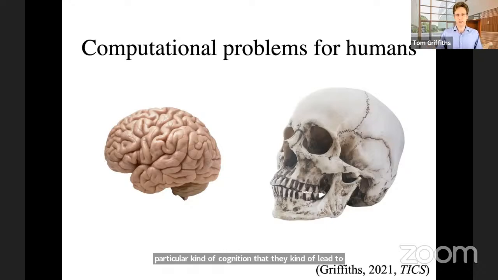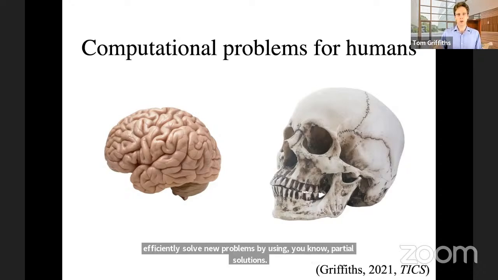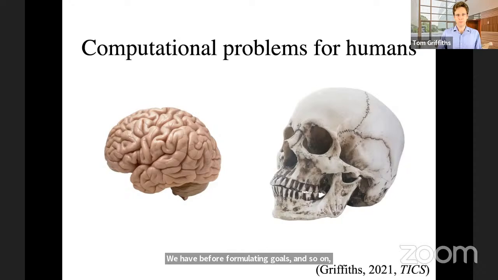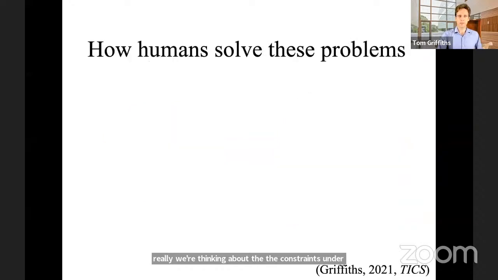That is, intelligence is being able to efficiently solve new problems by using partial solutions we have before, formulating goals and so on, and being able to learn quickly from limited amounts of data. And so when we think about human intelligence, we're thinking about the constraints under which human beings are operating. So in order to solve problems that are defined by these constraints, I think there are a couple of things that are important aspects of human cognition when we try and translate these into computational terms.